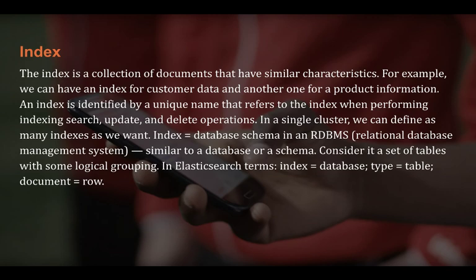Index is the same as a database schema in an RDBMS. Similar to a database or a schema, consider it a set of tables with some logical grouping. In Elasticsearch terms, index is the same as database, type is the same as tables, and document is the same as row.